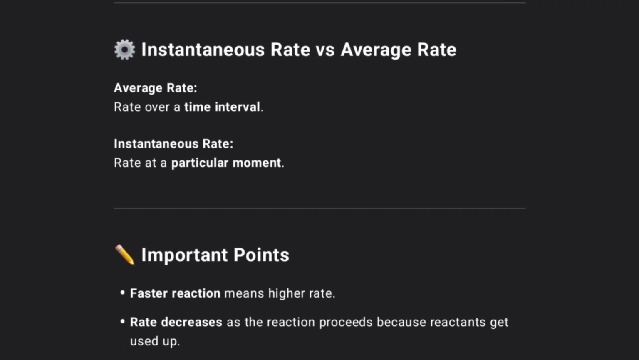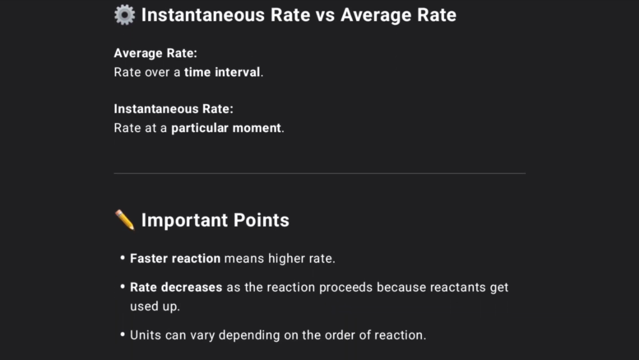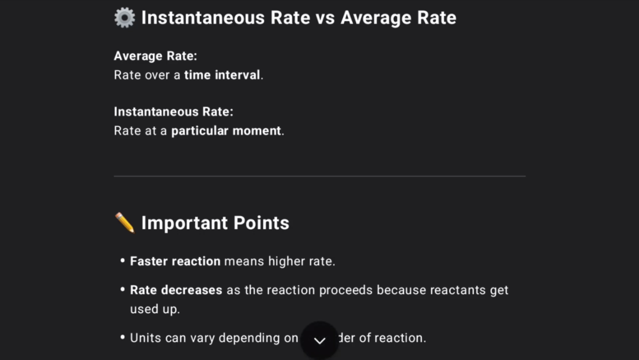Instantaneous rate versus average rate. Average rate: rate over a time interval. Instantaneous rate: rate at a particular moment.